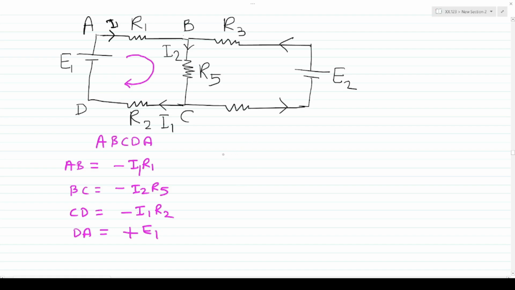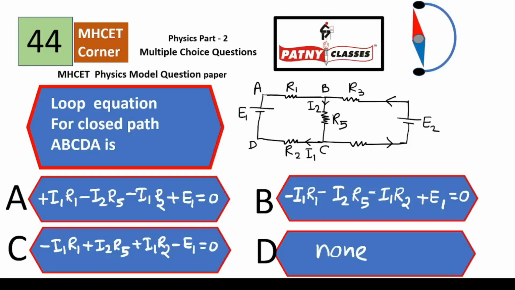Now adding all these equations, we get minus I1 R1 minus I2 R5 minus I1 R2 plus E1 equals to 0. This is the required loop equation for closed loop ABCDA. Therefore, we select option B.